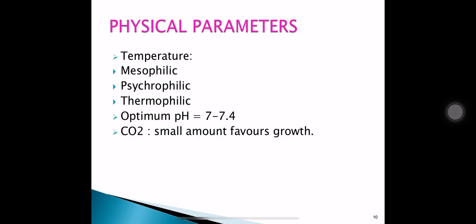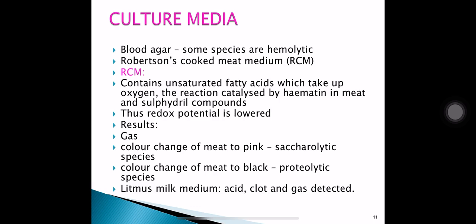Physical parameters. Clostridia that are human pathogens are mesophilic. There can even be psychrophilic and thermophilic Clostridia. Optimum pH is 7 to 7.4, and a small amount of carbon dioxide favors their growth. Two culture media are commonly used for growing Clostridia: blood agar and Robertson cooked meat medium. Robertson cooked meat medium is known as RCM in short.